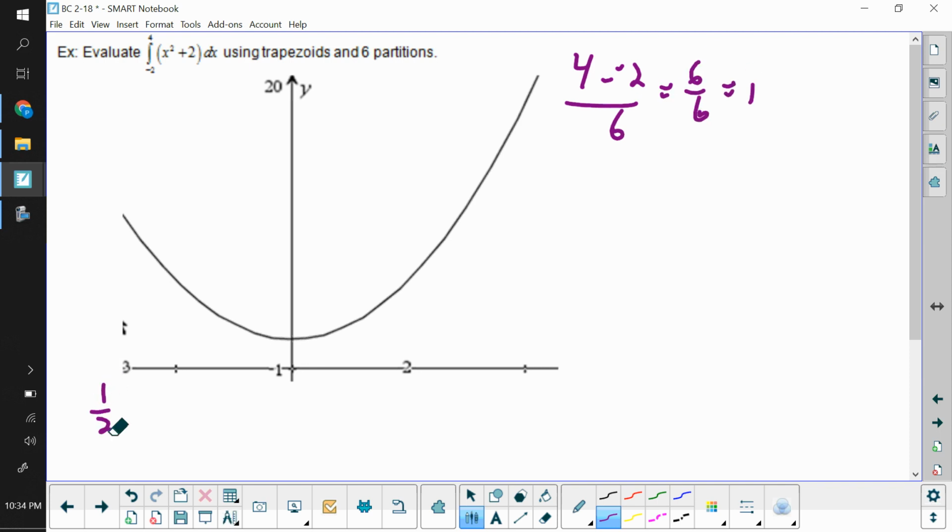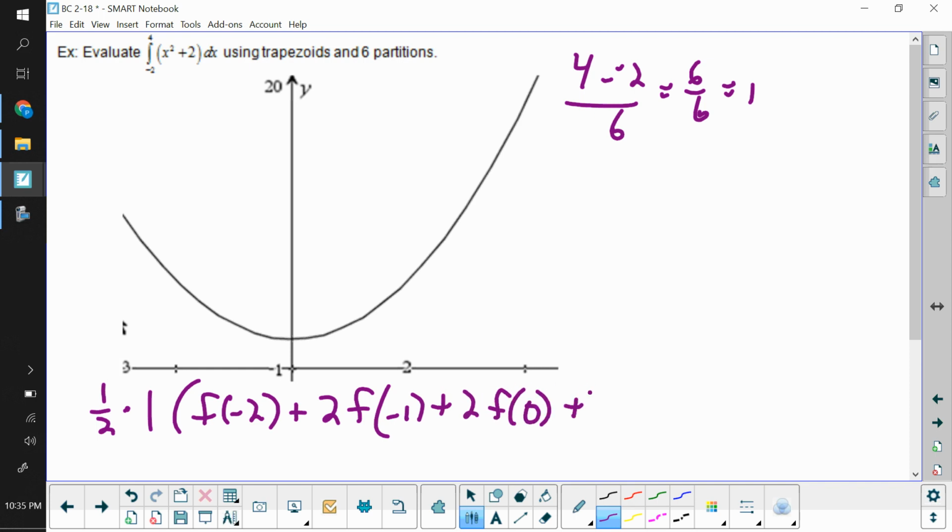So we're going to have 1/2, because that's in the area of the trapezoid, times our height, which is the delta x, 1. And we're going to start out with f of -2. Then we'll have +2 times f of -1, since our step is by ones, plus 2 f of 0 plus 2 f of 1 plus 2 f of 2 plus 2 f of 3. And then our last one is just f of 4.